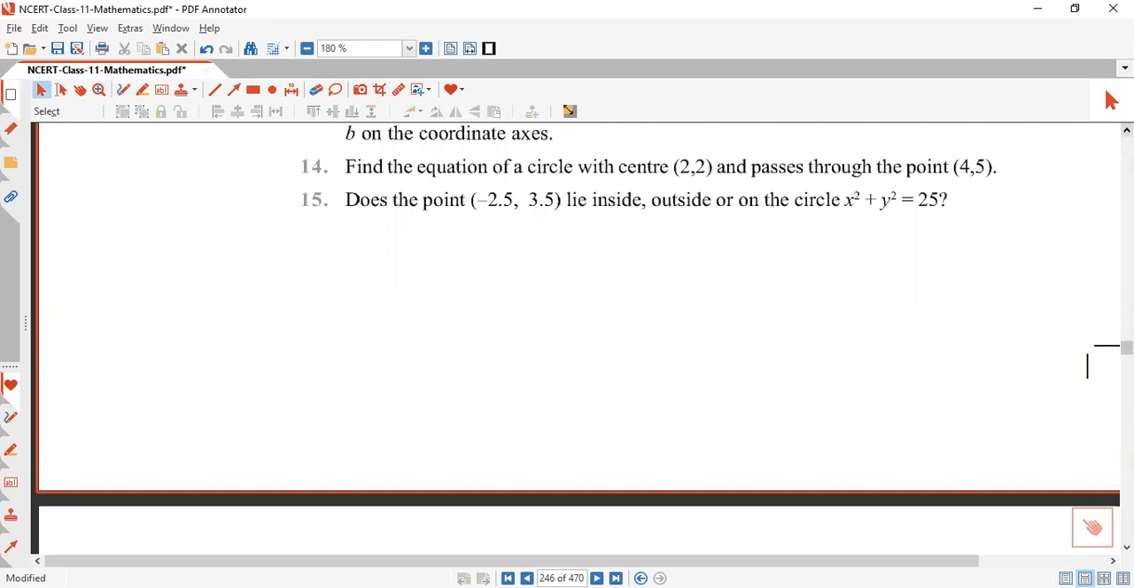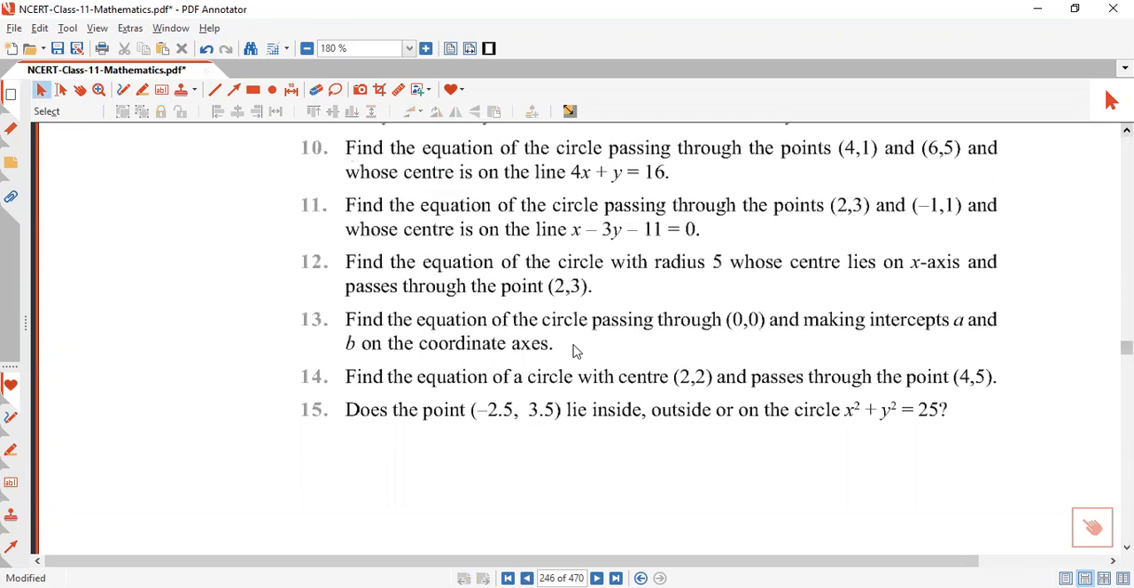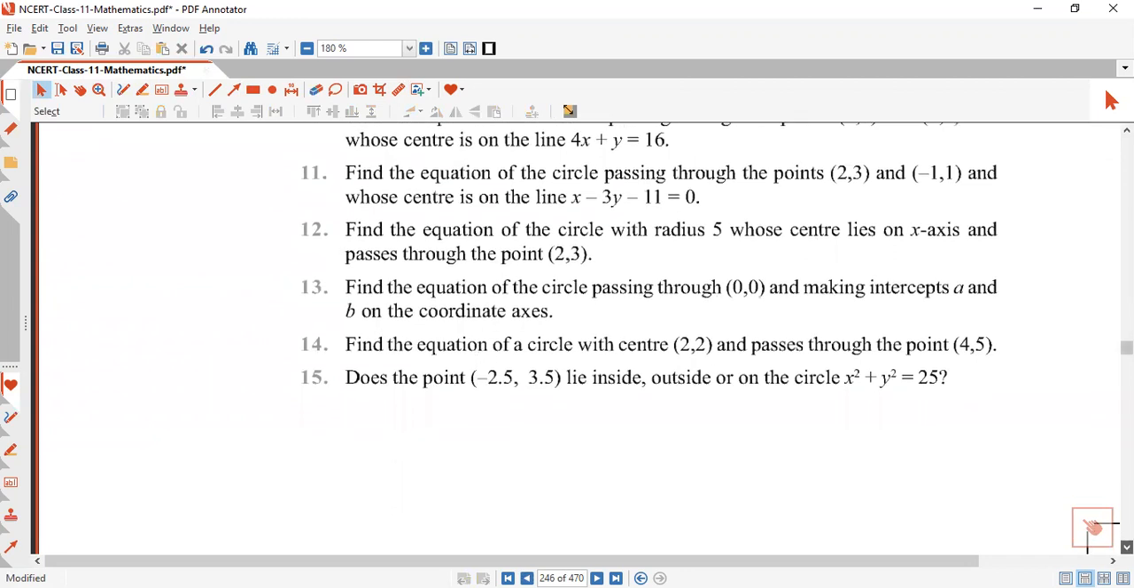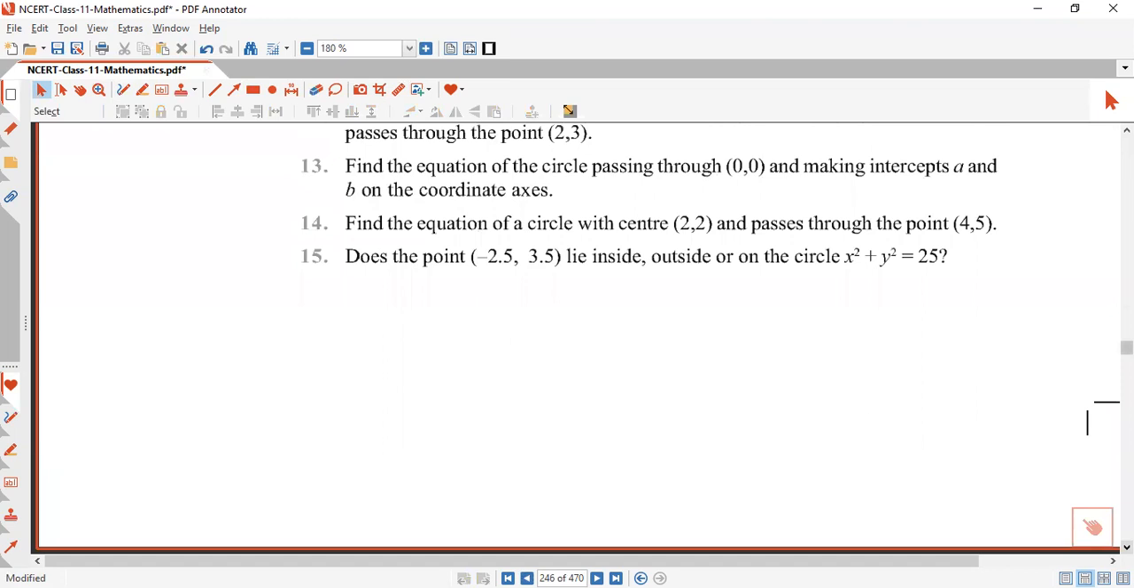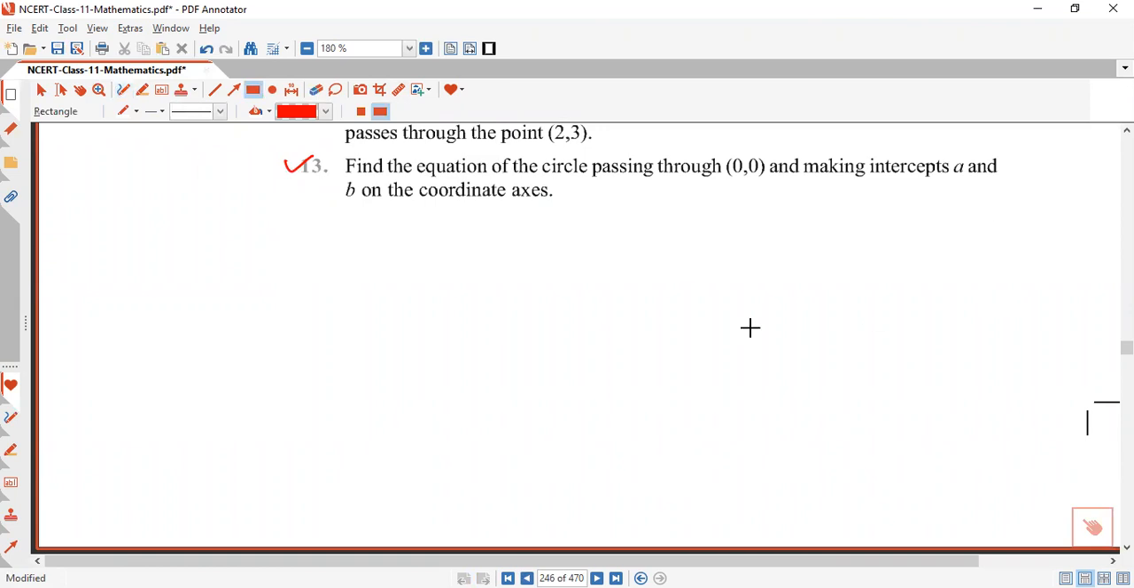Now, after this question number 10, I would like to do question number 13. This question number 13 says: find the equation of the circle passing through 0, 0 and making intercepts A and B on the coordinate axis. So in this question, they are saying that we have a circle, passing through the origin and making intercepts.